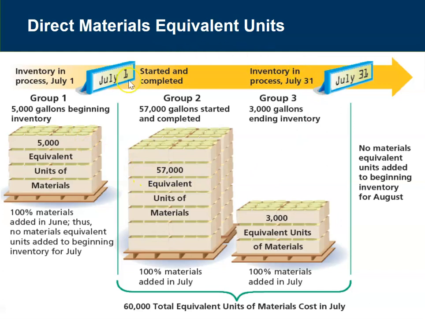Now we also started in the period 60,000. Let's see here. We had this information on another slide. So started in the period is the group 2 and 3. However, started and completed is just group 2, 57,000 gallons, both started and completed. 100% materials added in July. These are also complete as to conversion costs. And then finally, work in process. We have 3,000 units. They are 100% complete as to materials, all added in the month of July. So this is pretty basic. This is fairly simple.